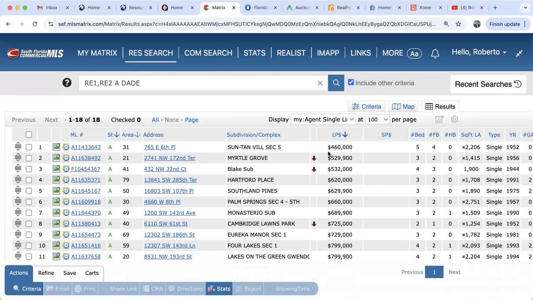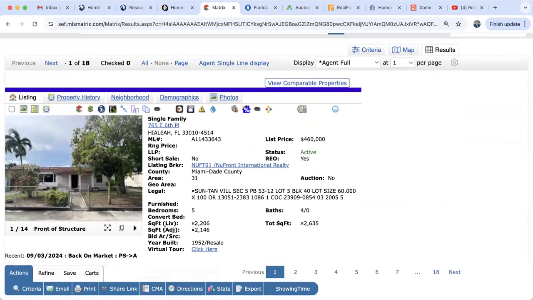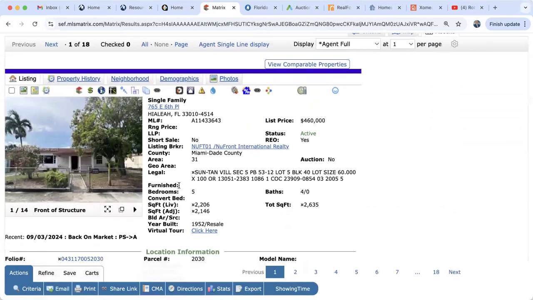Prices are just through the roof, right? Prices are very high. And here we're looking at a property in Hialeah that is a rather large property. It's a 5-bedroom, 4-bathroom, 2,200 square foot home, and it's listed for 460. So my intentions are to show you how to analyze this property and see if it's a good potential for your investor to purchase, remodel the home, and flip for a profit.